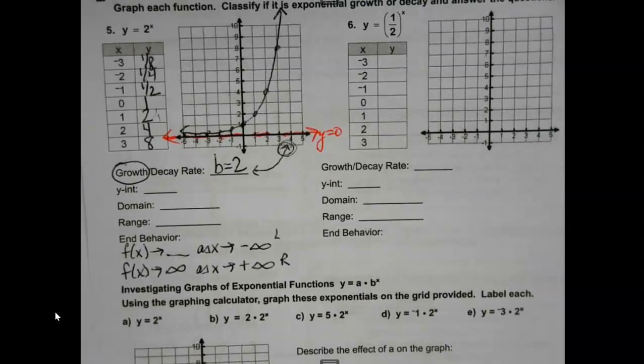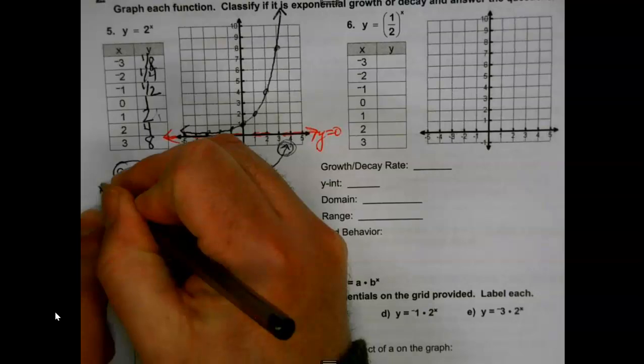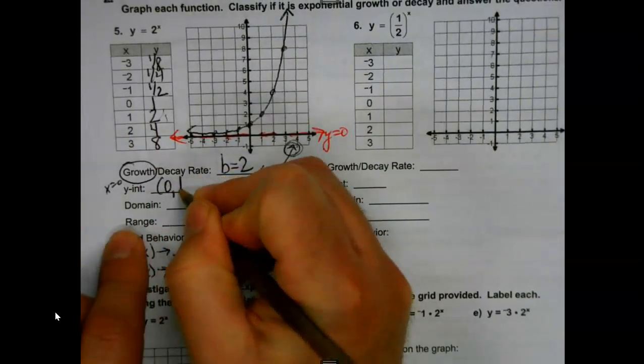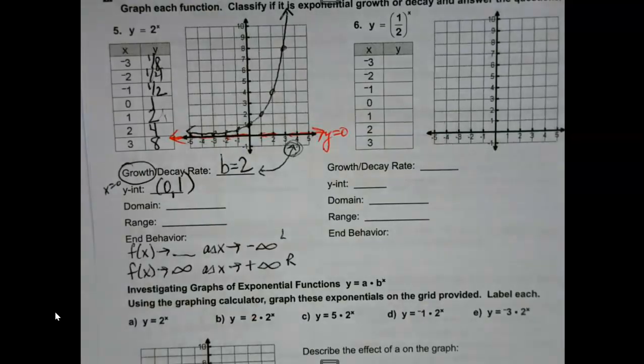So that kind of gives me a picture, and now I can do the rest of the information. My y-intercept, again, occurs where x equals 0, at (0, 1), just like it's set on the parent graph.